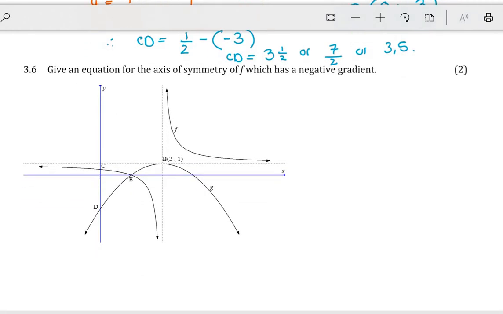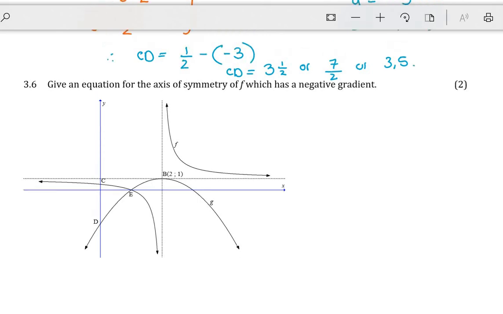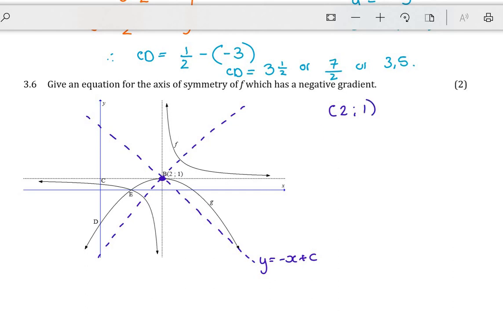Give an equation of the axis of symmetry of f, which is the hyperbola, which has a negative gradient. The hyperbola has two axes of symmetry: the one that goes up with a positive gradient, and the one that goes down with a negative gradient. They wanted our negative gradient one, which is y equals minus x plus c. The first way to do it is to know that the axes of symmetry go straight through the point of intersection of your asymptotes. So I'm going to sub in the point 2, 1 into y equals negative x plus c. So 1 is negative 2 plus c, and c equals 3.